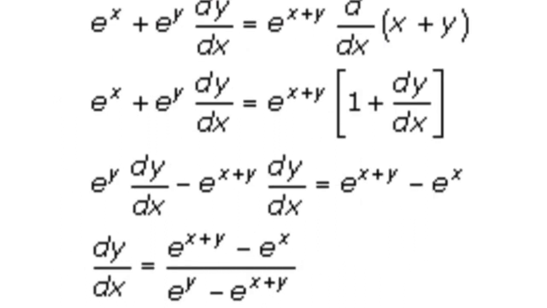After this we are going to take dy upon dx as common, and the remaining part we are going to transfer to the right hand side. So we'll get dy upon dx equals e raised to x plus y minus e raised to x upon e raised to y minus e raised to x plus y.